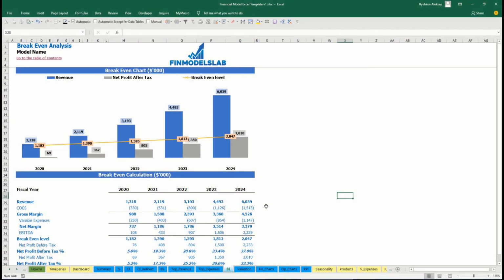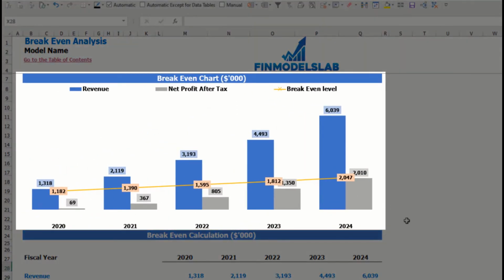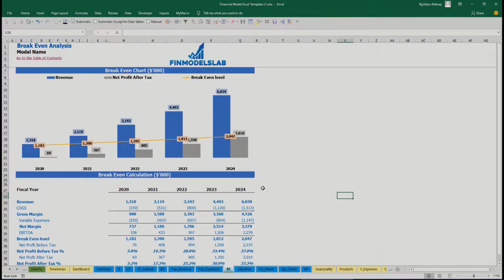On the break-even tab, you may find the calculation of revenue break-even level and the break-even chart. For this particular use case, you may find that your revenue break-even level is less than the actual revenue calculation. This means that the company is profitable.